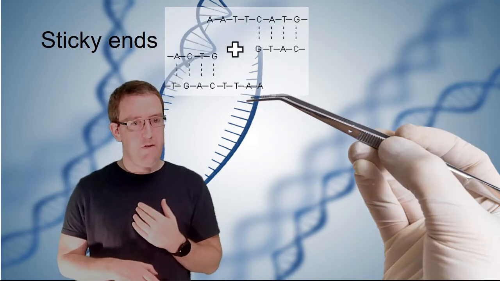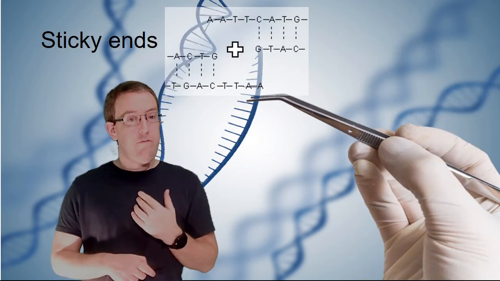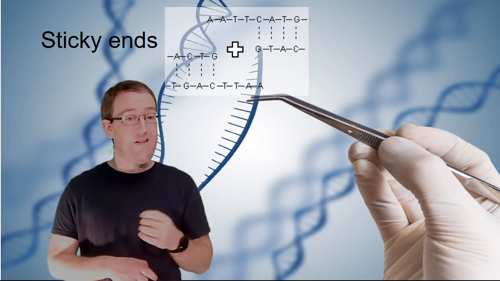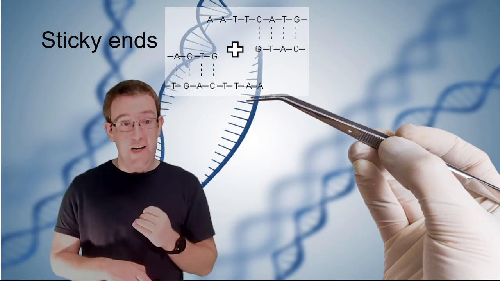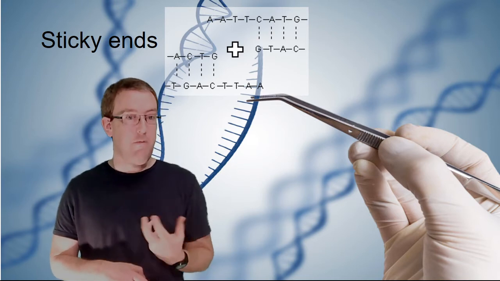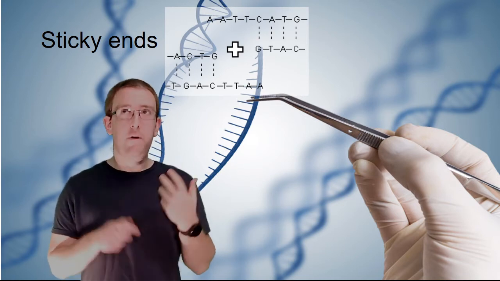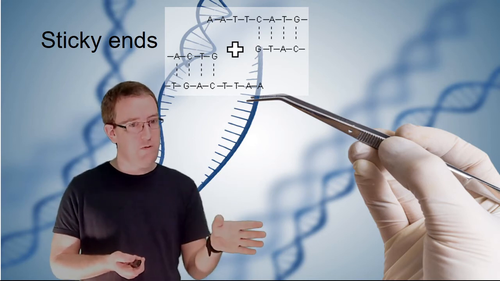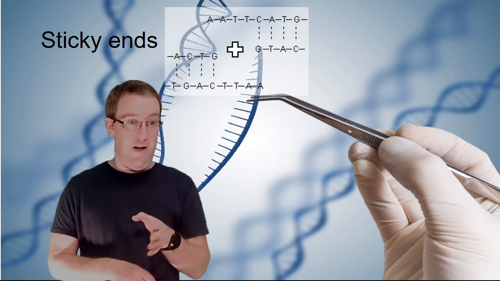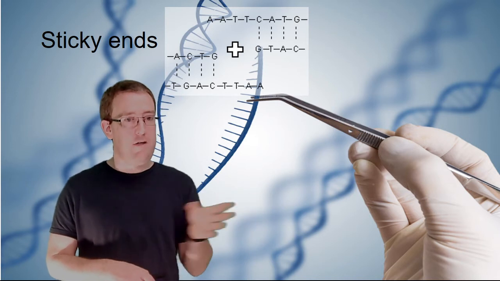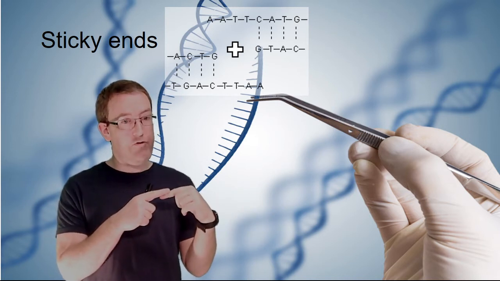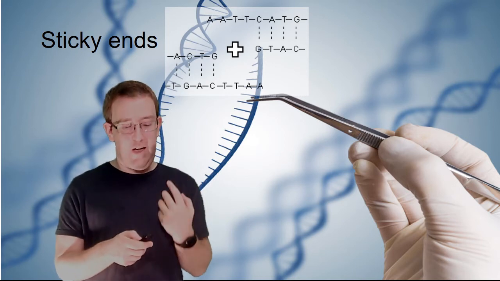Okay, so they also, the keen-eyed of you might have noticed, don't cut straight. They make this kind of staggered cut, which again is really handy if you're trying to do some recombination, some genetic engineering, because it doesn't take a genius to work out that if you cut one source of DNA and another source of DNA with the same restriction enzyme, you're going to generate these two ends that are complementary. All right, and we call those sticky ends.